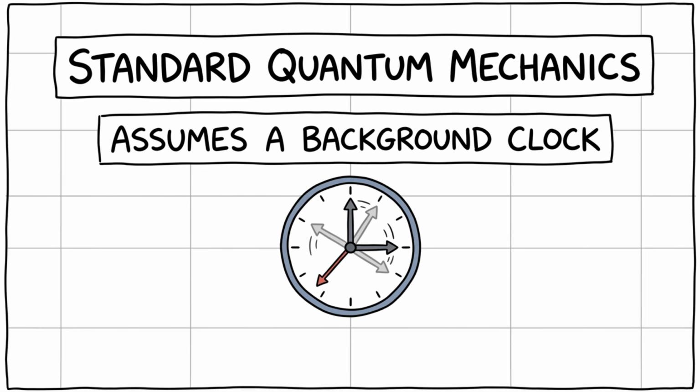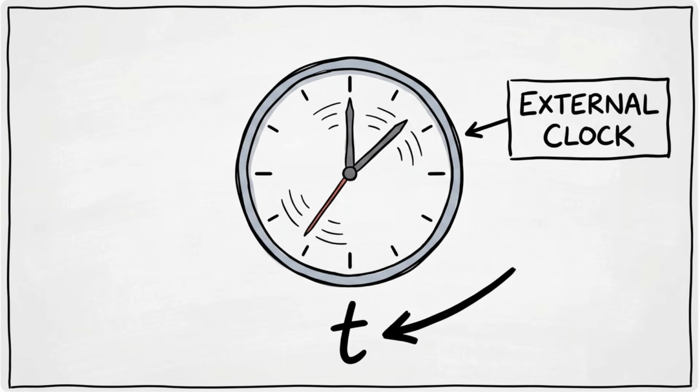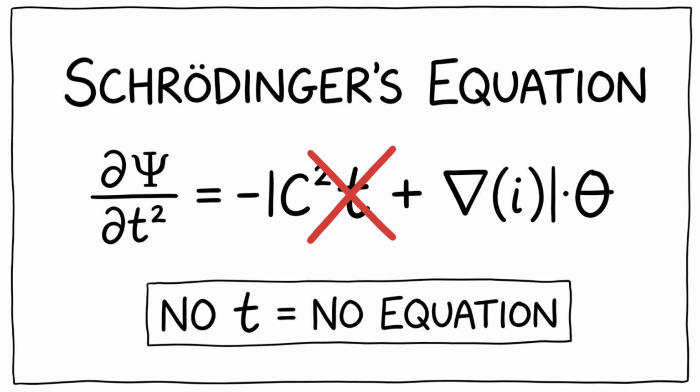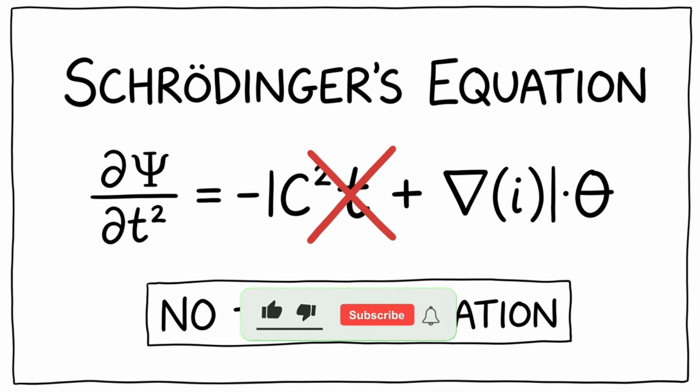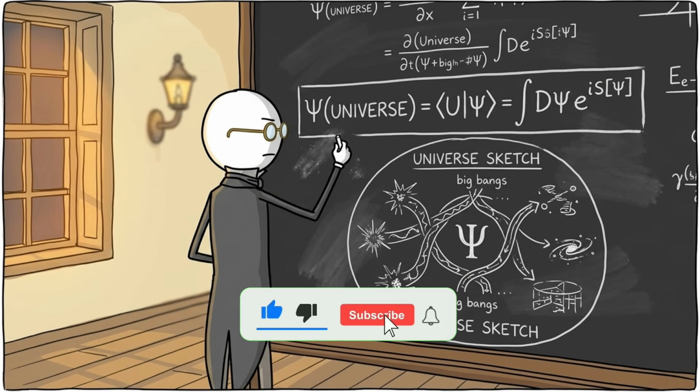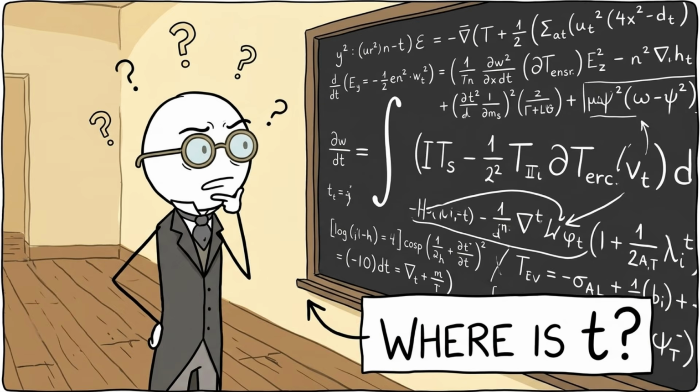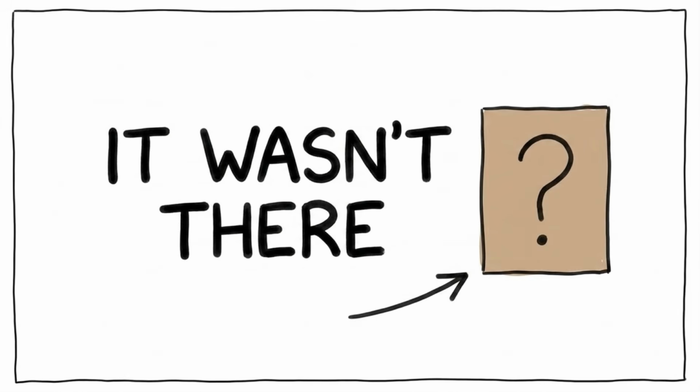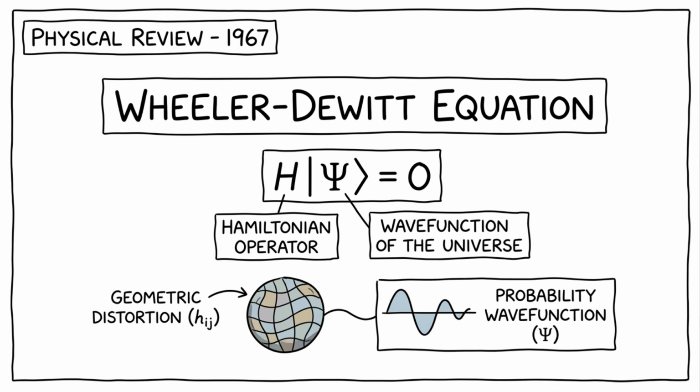Standard quantum mechanics assumes a background clock. Every equation you learn in a first-year physics course has a variable called t, ticking forward, external to the system, always present. Schrödinger's equation without a t-term isn't really an equation anyone recognizes. DeWitt wrote down the wave function of the entire universe. He looked for the time variable. It wasn't there. The result is now called the Wheeler-DeWitt equation, published in Physical Review in 1967.